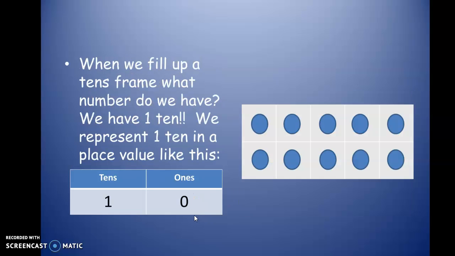When we fill up a tens frame, what number do we have? Yes, we have a 10. We represent one 10 in a place value chart like this.